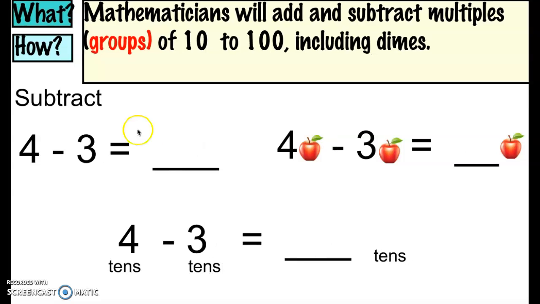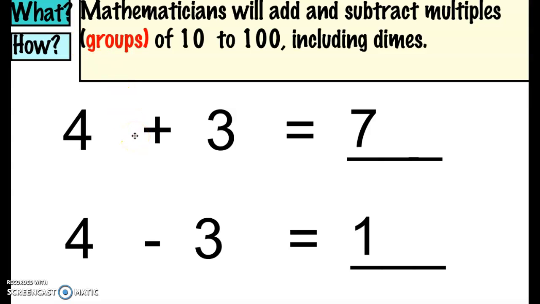We can follow the same procedure when we are subtracting. So 4 minus 3, there is no unit, so we can say what? 1. Now the unit is apples. So 4 apples minus 3 apples is going to give us how many apples? 1 apple. And 4 tens, now we're subtracting tens. So 4 tens minus 3 tens is going to give us 1 ten.